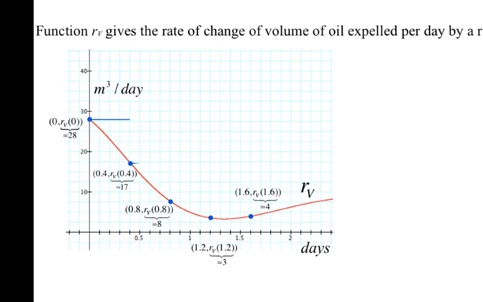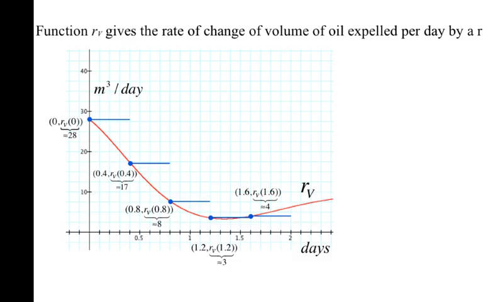Approximately 17, or R sub V of 0.4. And then similarly for the rest. So rather than zooming in until we know the rate of change in a moment, we're going to step back and do this a little differently.